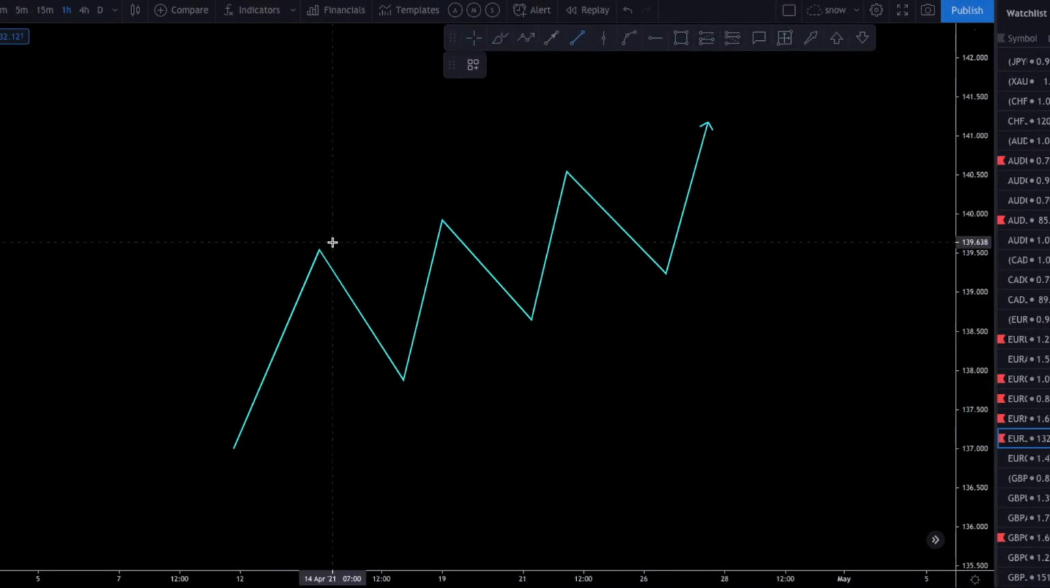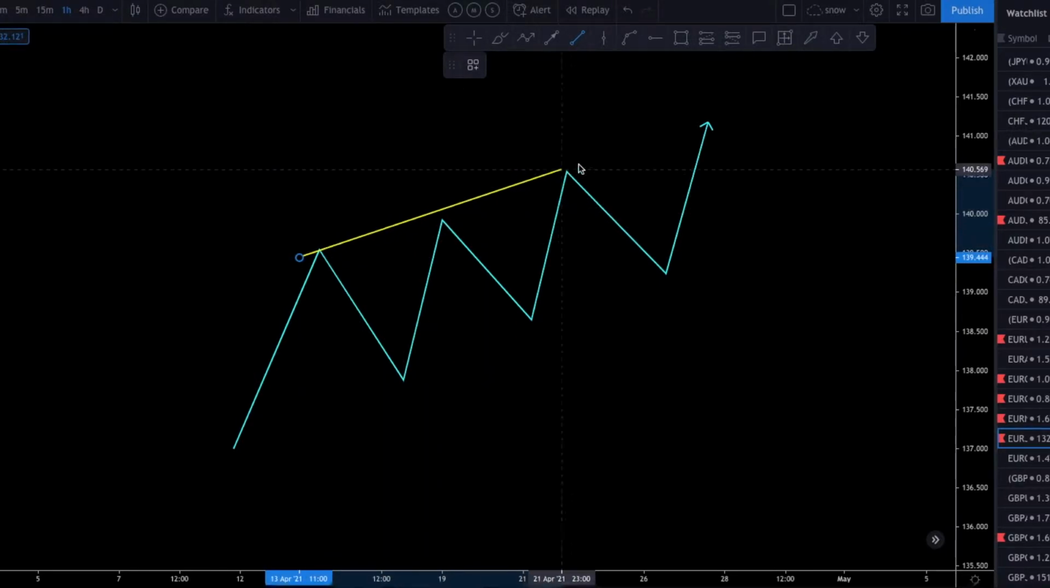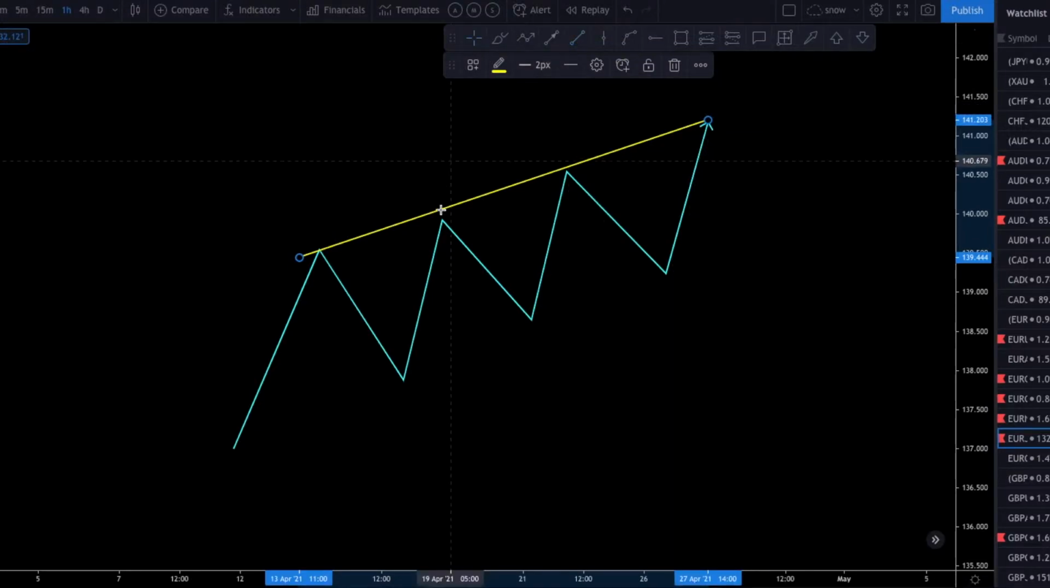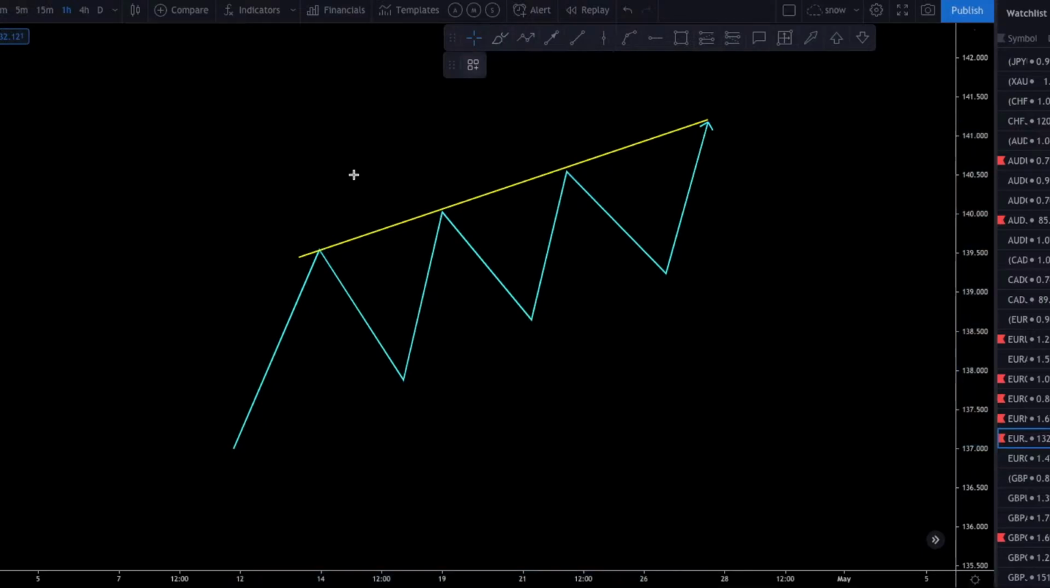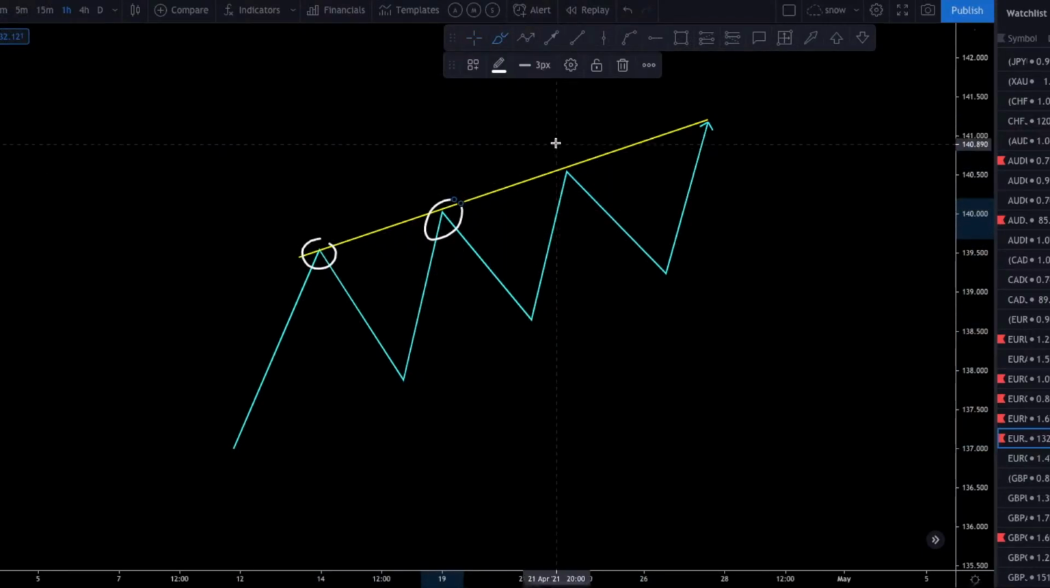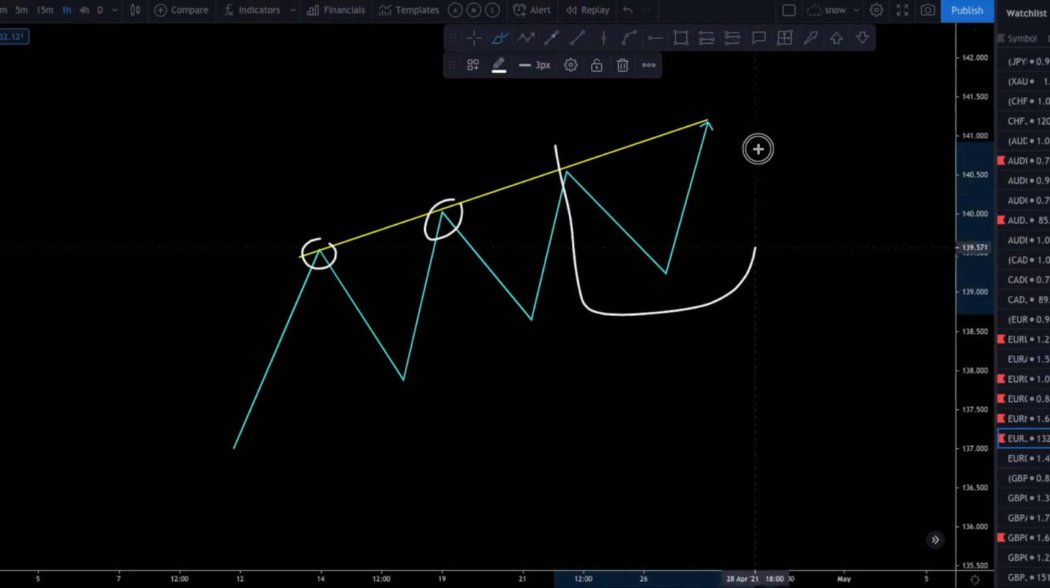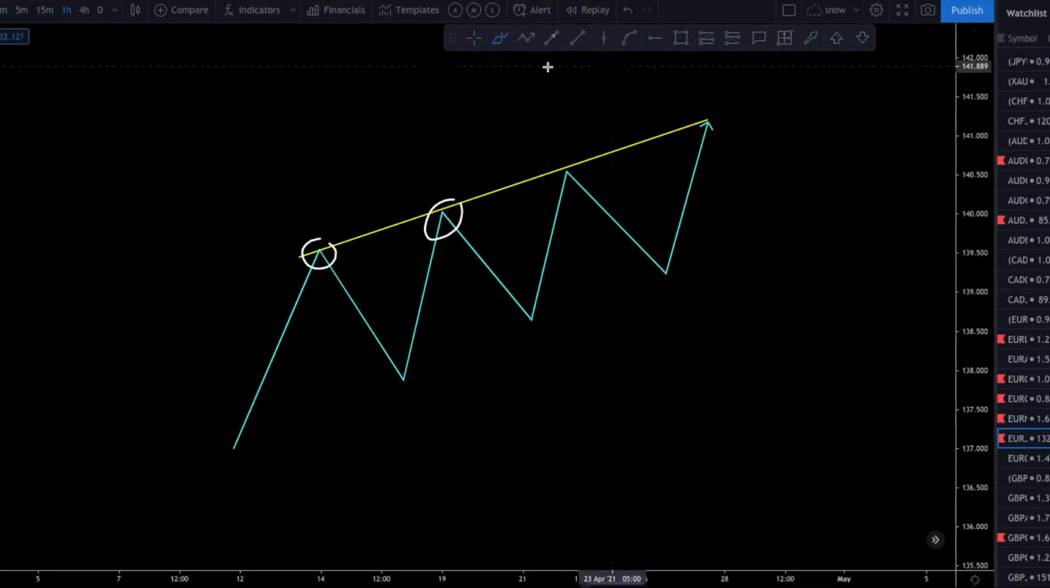So what you have to do to capitalize on this type of pattern: once you see that you're getting this higher high and you get the second one, you have to connect your trend line like this through this higher high. So you connect your trend line from this level to this level. Remember, these two you haven't got them, you only got these two.